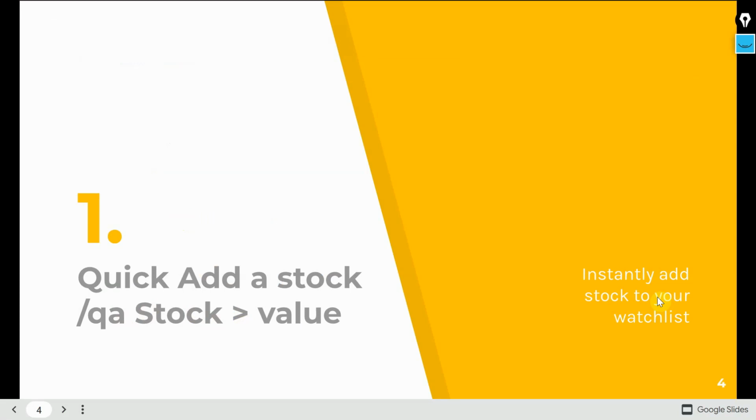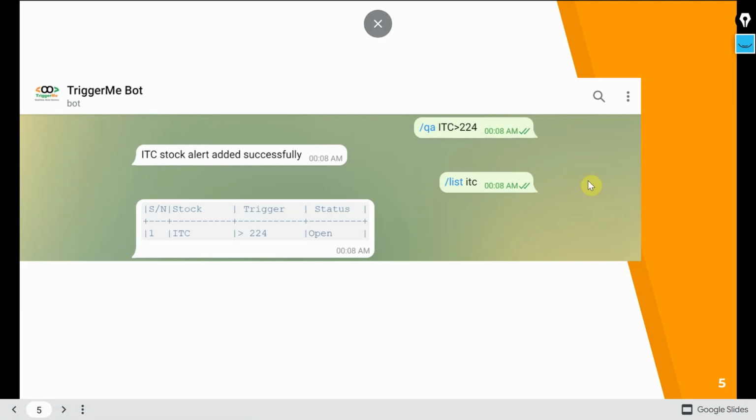So what I would do is, I would be on the system, I would write QA, in this case ITC greater than 224. That is all. I put this, I get a response: ITC stock alert added successfully. And when I list, because once I've added it, I want to check what is there in my watch list. So this is the watch list. It will give me the name of the stock, serial number, trigger greater than 224. As soon as it reaches above 224, I will get an alert.